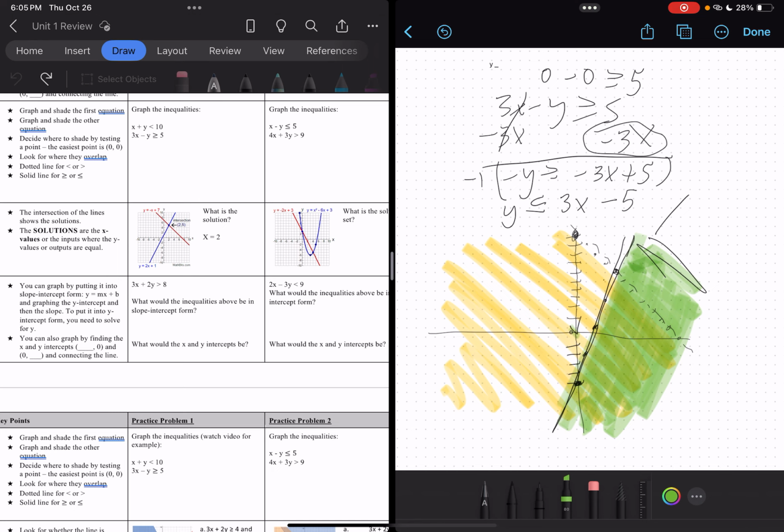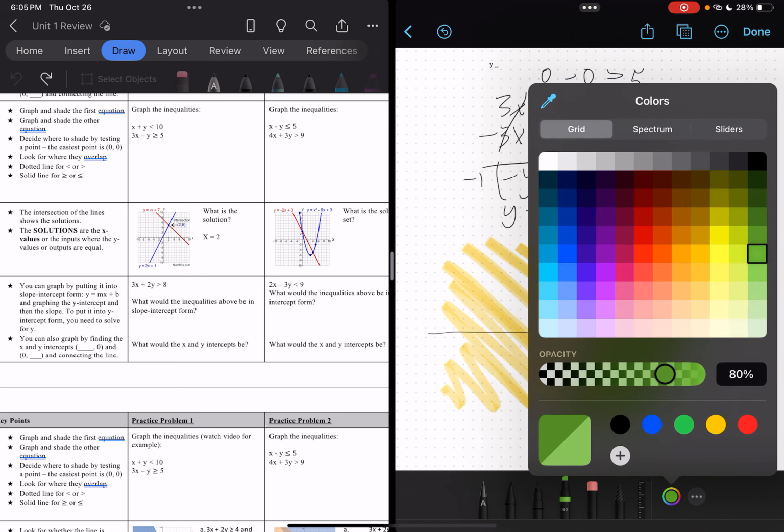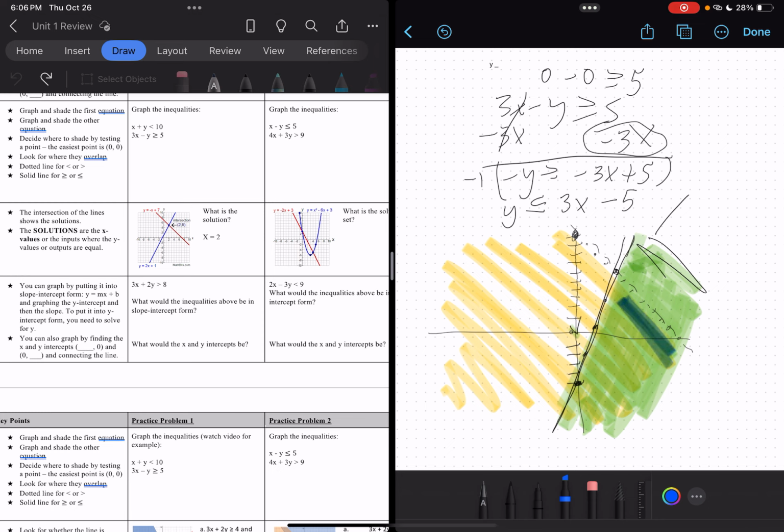And so now we have places where the line is covered by both, okay, in here. And so this would be where our solutions are. Now, note that there is an intersection, but this intersection is not a solution because one of the lines is dotted and one of the lines is solid. So just keep that in mind as you're practicing this.